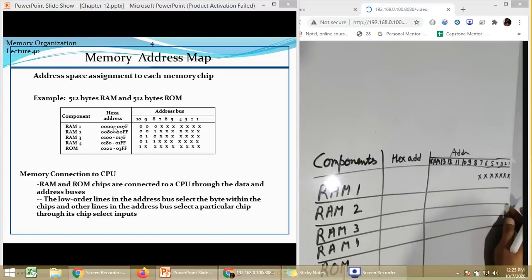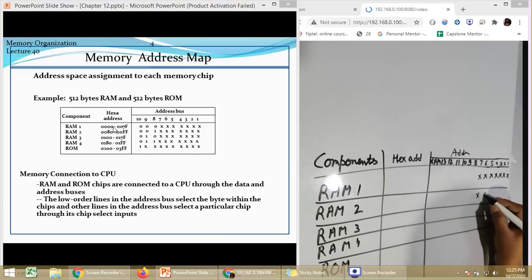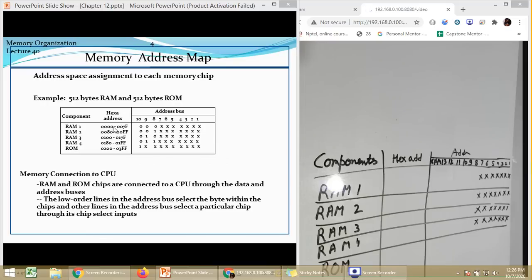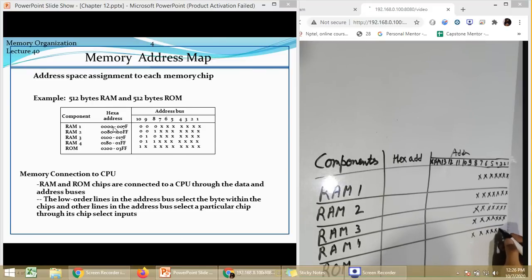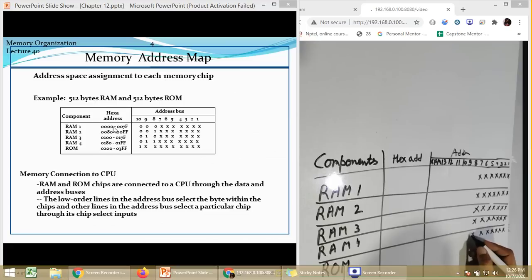So in this case, for the second one, it will be something like this. Third, fourth RAM is going to use the same number of bits. Now after this, for ROM, these 7 are required, as well as we need two more, bit number 8 and bit number 9. So these two are also reserved.